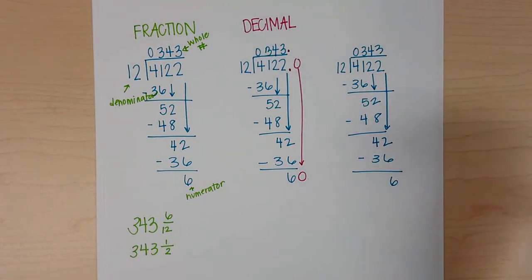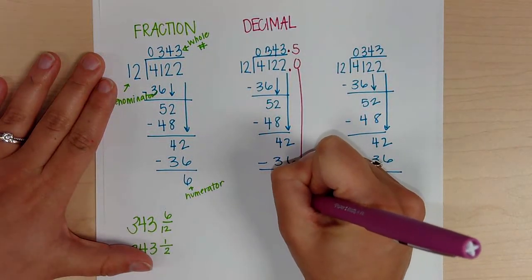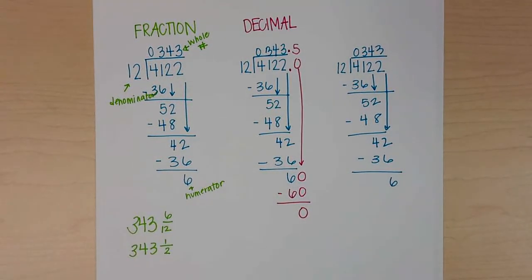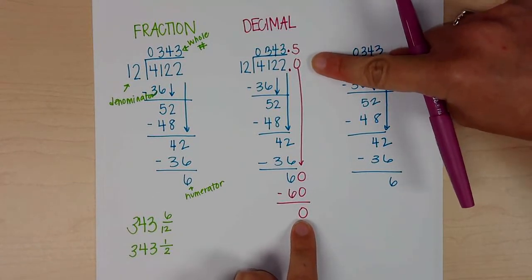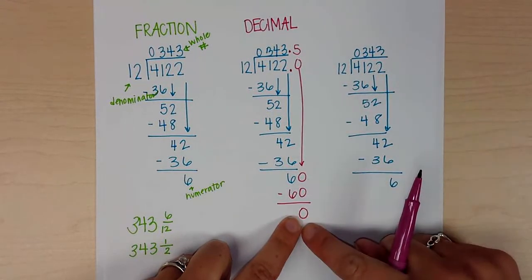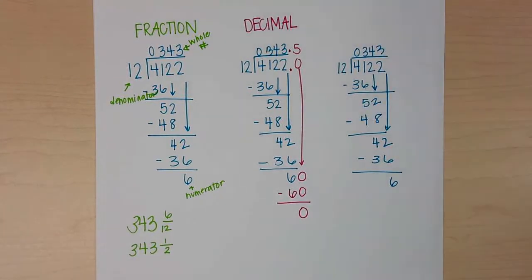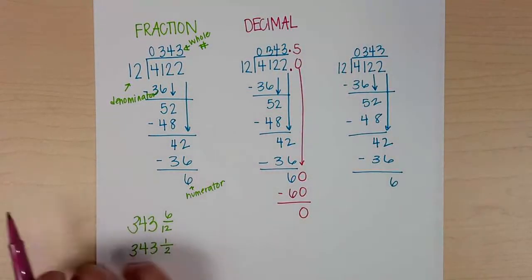12 goes into 60 5 times. 12 times 5 is 60. 60 minus 60 is 0. Now I can stop because I've got that 0 here and I have nothing else here. Now, if I didn't have a 0 here, I could keep bringing zeros down. I usually go to the tenths, hundredths place, so I get some decimals. But sometimes it just stops right there, and then you're good to go. So we turn it into a decimal, we add in our decimal, and we drop down zeros as we keep going.